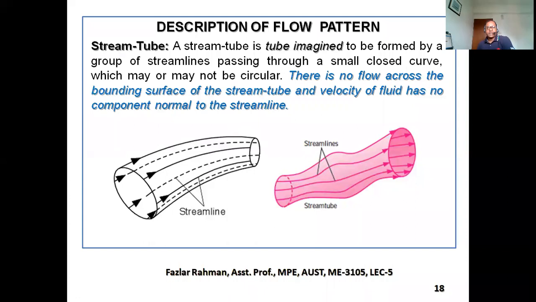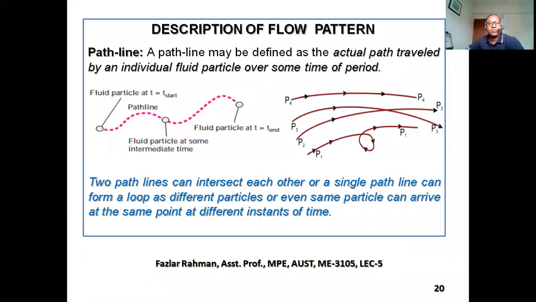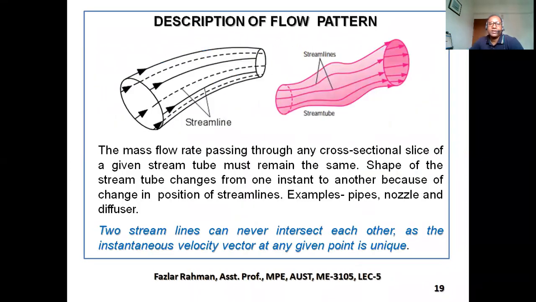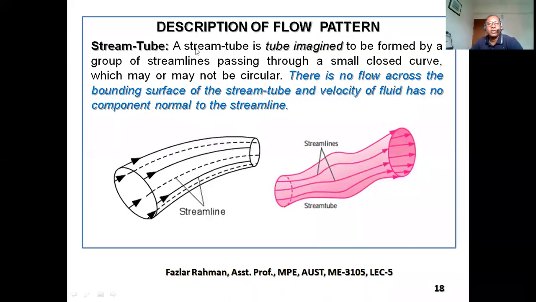Another thing: the streamline, and then we have the stream tube. What is the stream tube? A stream tube is an imaginary tube formed by a group of streamlines passing through a small closed curve, which may or may not be circular.